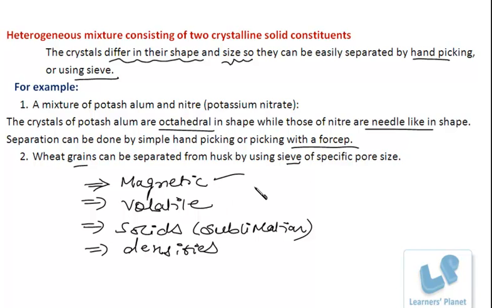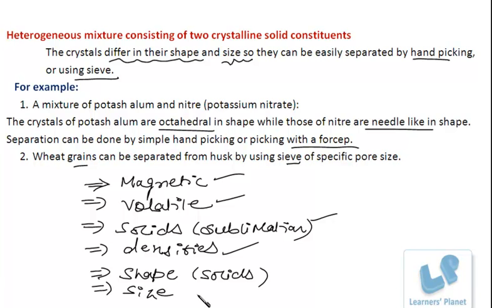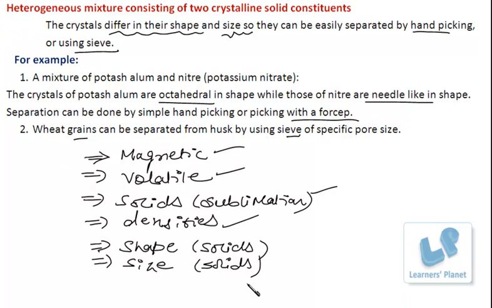One of the constituents should be magnetic or volatile or should undergo sublimation, or their density should be different, or the shape in case of solids should be different, or size in case of solids should be different. These are all what? These are all the physical properties. Constituents of heterogeneous mixtures can be easily separated based on this, and the method which is applied depends upon these factors.